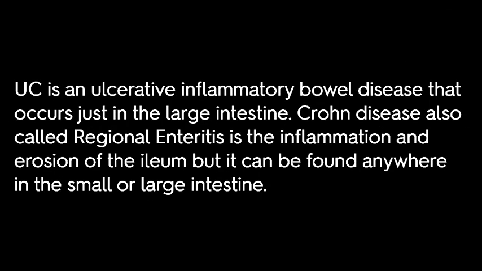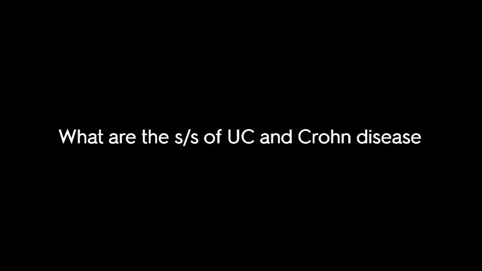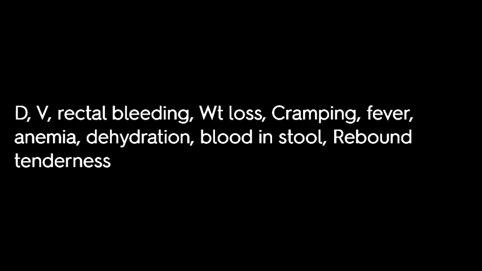UC and Crohn's disease, what are the differences between the two? UC is an ulcerative inflammatory bowel disease that occurs just in the large intestine. Crohn's disease, also called regional enteritis, is the inflammation and erosion of the ileum, but it can be found anywhere in the small or large intestine. What are the signs and symptoms of UC and Crohn's disease? Diarrhea, rectal bleeding, weight loss, cramping, fever, anemia, dehydration, blood in stool, rebound tenderness.